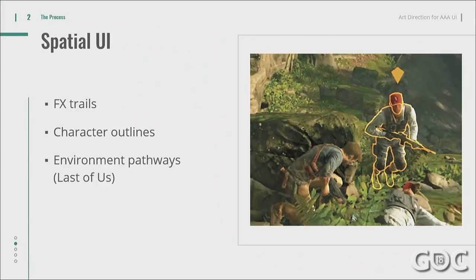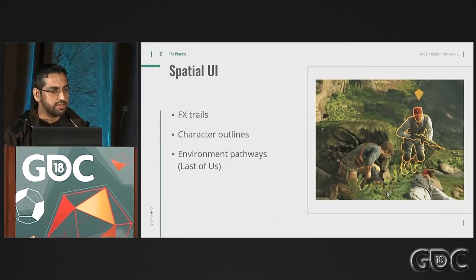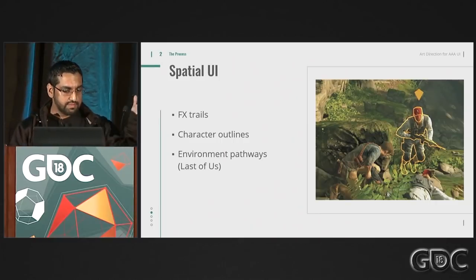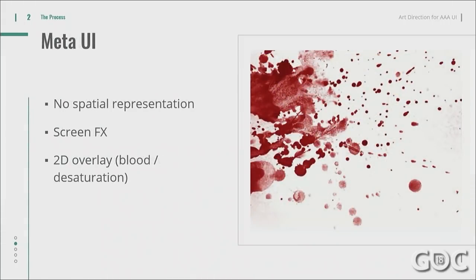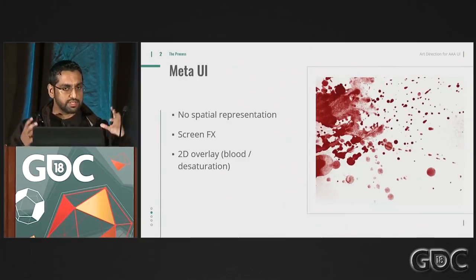Spatial UI is things that aren't typically associated with bars and health and text. These are more effects and trails, character actions, like in Last of Us and Uncharted 4, where they have the character outlines. And then the meta ones are not really spatially telling you anything. It's just a screen effect that desaturates your UI or your gameplay, or it's blood splatter.